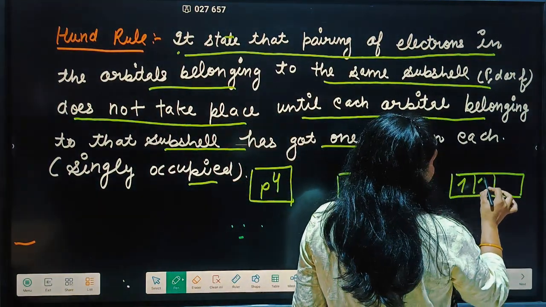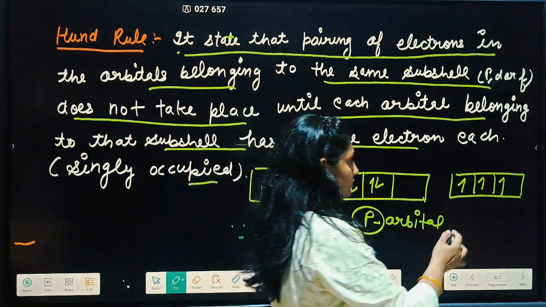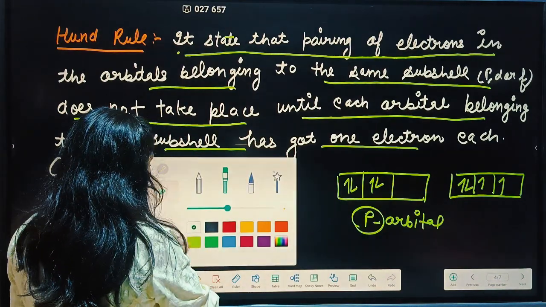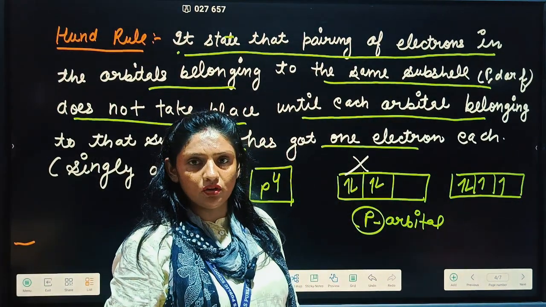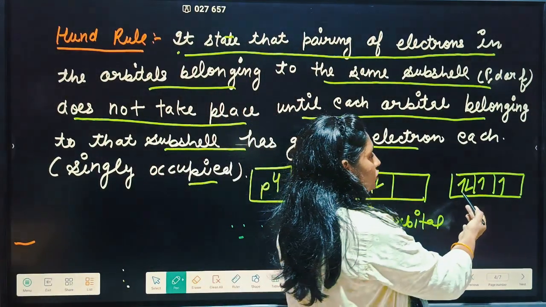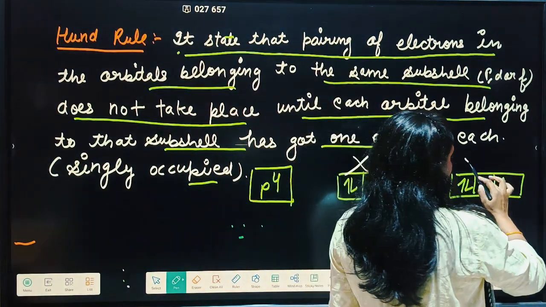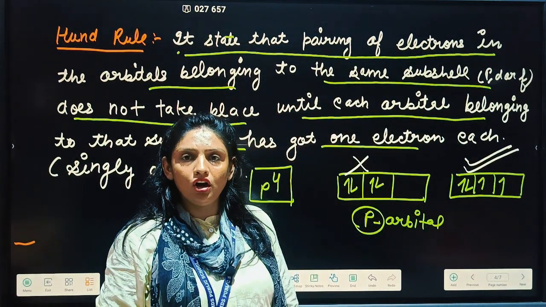First of all, you will give 1 electron to each orbital. Then you will start pairing. So according to Hund's rule, the first one is an incorrect way of filling the electrons. First of all, you will do single occupation. After that, you will start pairing. So this one is the right way of filling electrons in any orbitals.